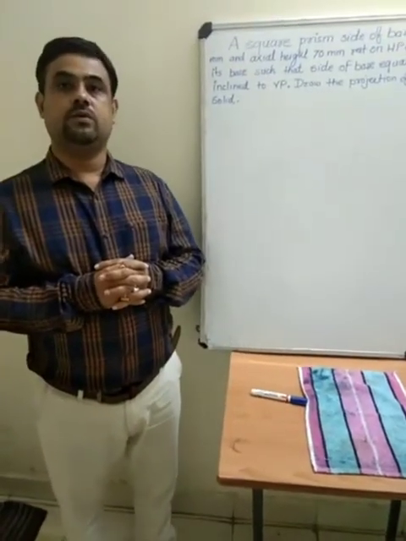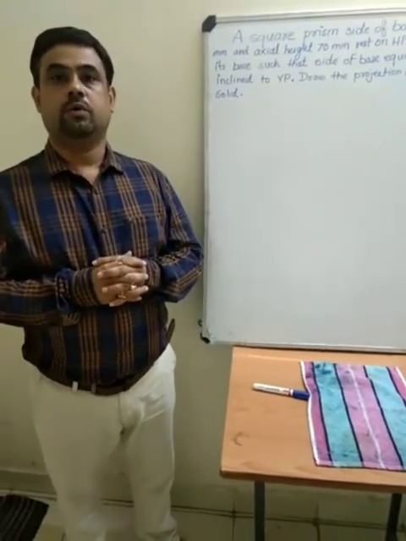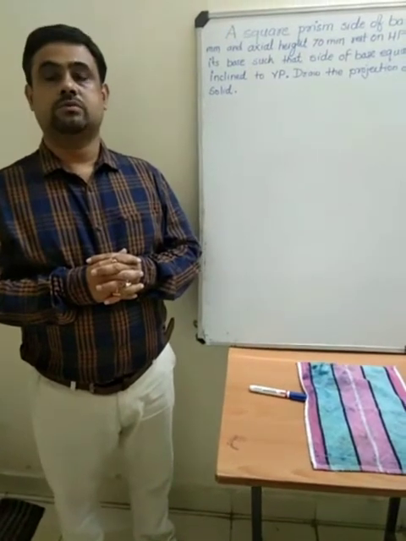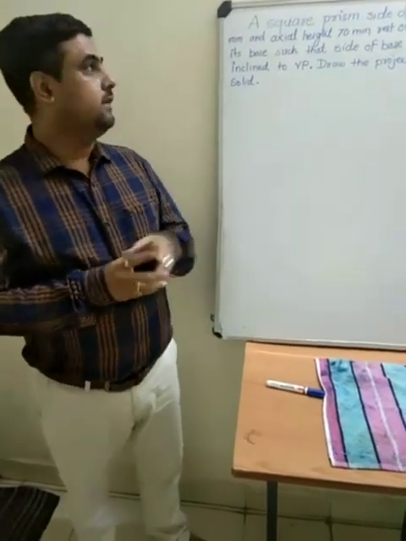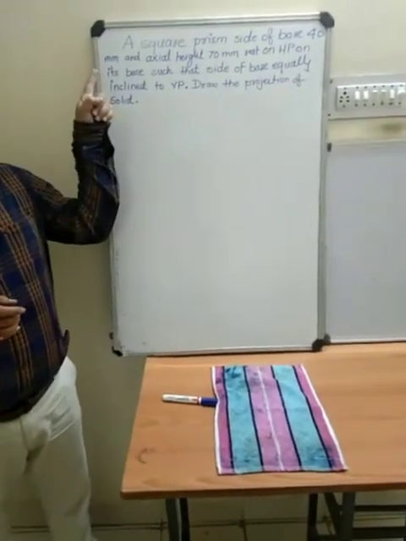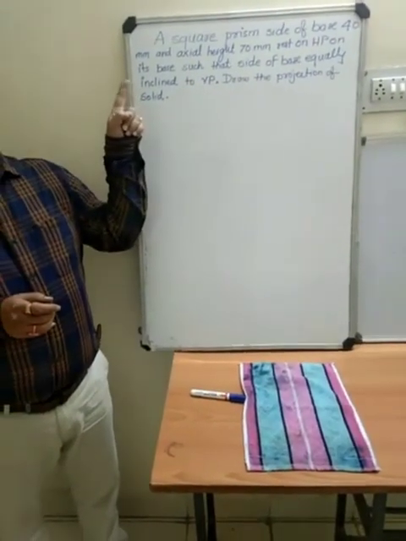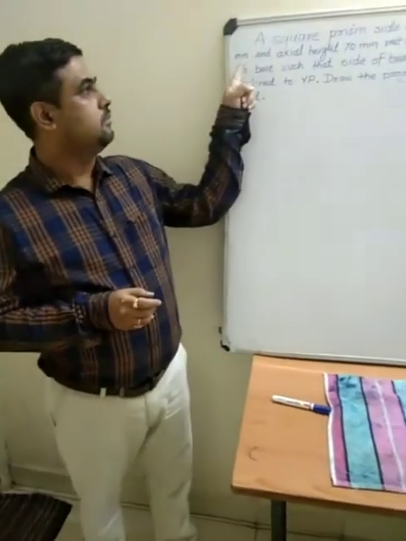In the last video, I explained the problem about the triangular prism. Now, here I define one problem of square prism. It's a one-step problem. You should read this problem first.